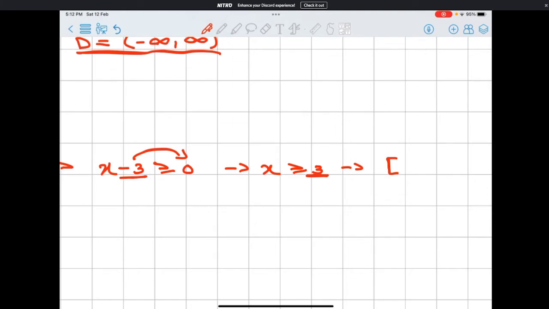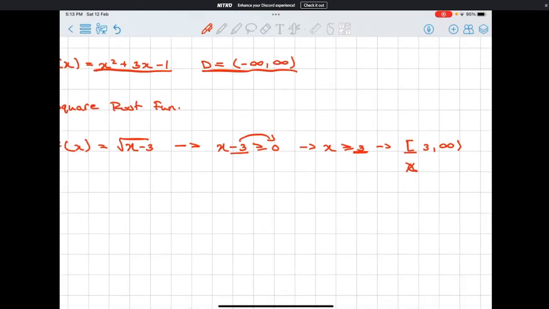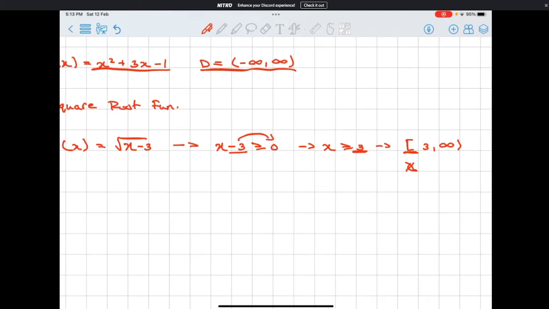Okay, so for this one, 3 is included in the domain, which means that it's going to be this open bracket. It's really important that you use this open bracket, not this. This is wrong, okay? Because we want to make sure that 3 is included inside the domain. So it's going to be 3 and then positive infinity. And then you close it with the parentheses, okay? So it's really important that when you're doing the square root domain, you put this when you're including this numerical value.